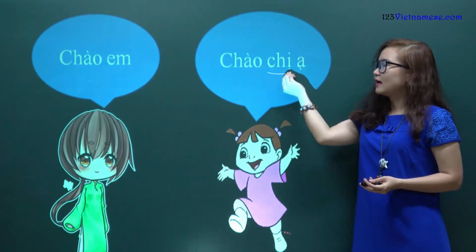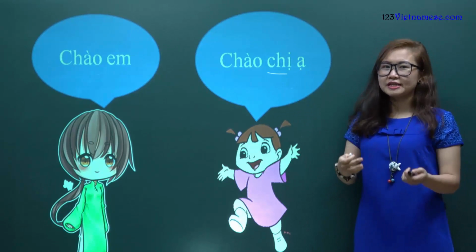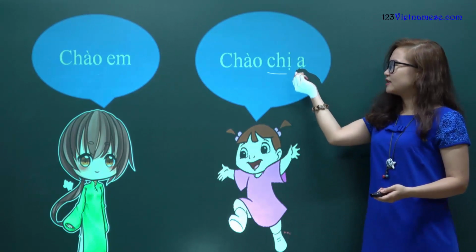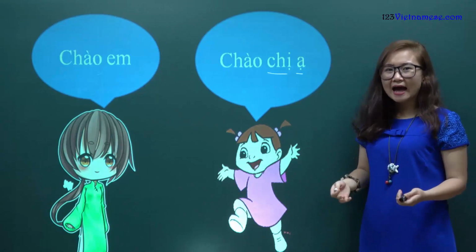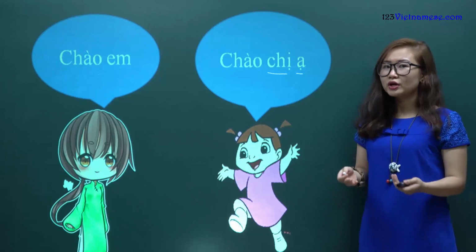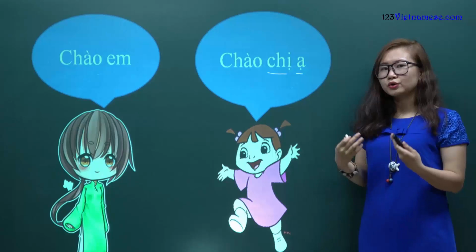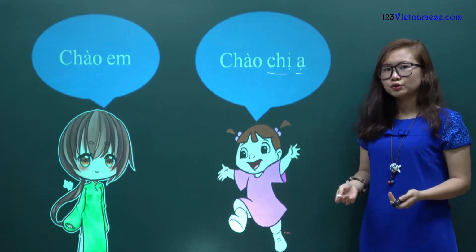Chị. As I showed you in the first part, chị means elder sister, but there is a new word here. What does ạ mean? Well, ạ is just an additional word put at the end of the sentence to show your respect to the person you are talking to.